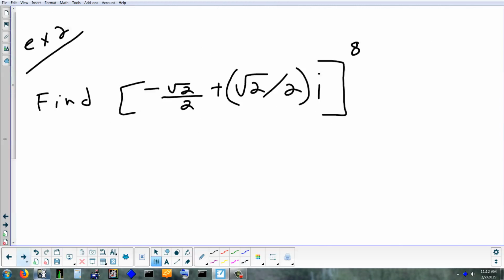Okay, so let's try this one. Is that one ready to use DeMoivre's theorem? No. So let's get our radius. So we're basically squaring the same thing twice. Doesn't matter that this one's negative. When you square it, it's going to go away. So what's root 2 over 2 squared? A half.